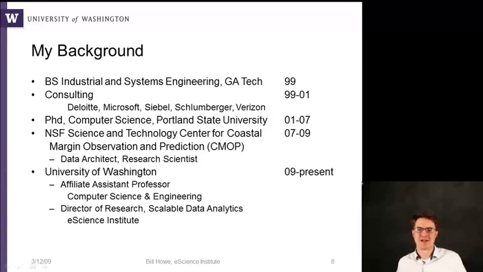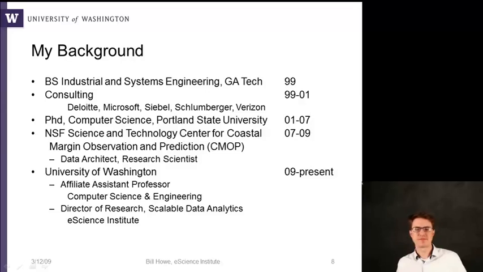So here's my background in one slide. I have a bachelor's degree in industrial and systems engineering from Georgia Tech, but all the problems in industrial engineering tended to be about optimization and automation, which seemed to require software. So I got more interested in computer science. So I spent a couple of years consulting with some big firms. Schlumberger does oil field services, and Siebel does customer relationship management software, and you're probably familiar with Microsoft and Verizon, and Deloitte is a management consulting firm.